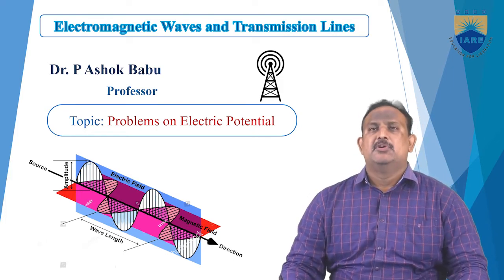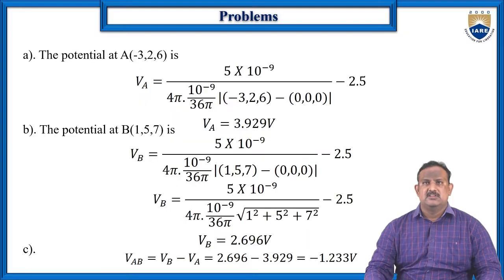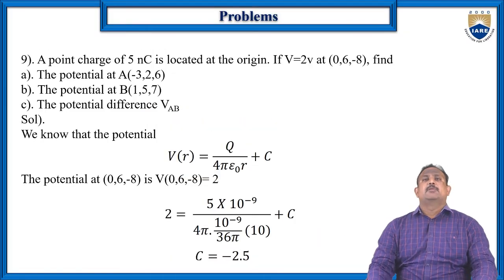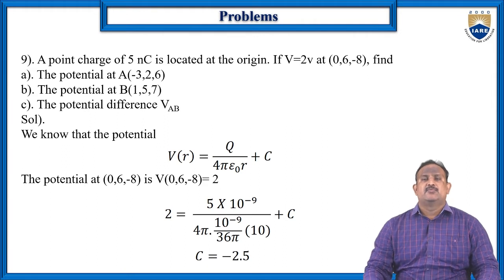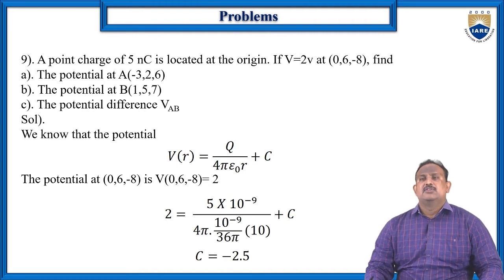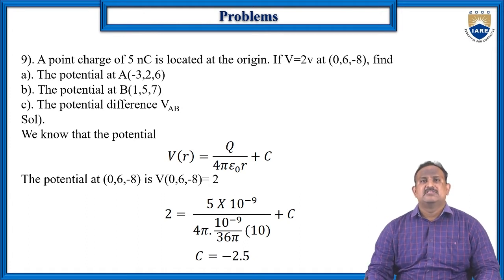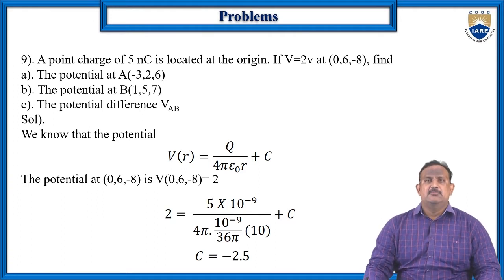So in this video, I am going to discuss some problems in electrostatics. So we'll see the first problem. A point charge of 5 nanocoulombs is located at the origin. If potential V is equal to 2 volts at (0, 6, -8), then find the potential at A (-3, 2, 6), the potential at B (1, 5, 7), and the potential difference between A and B, VAB.